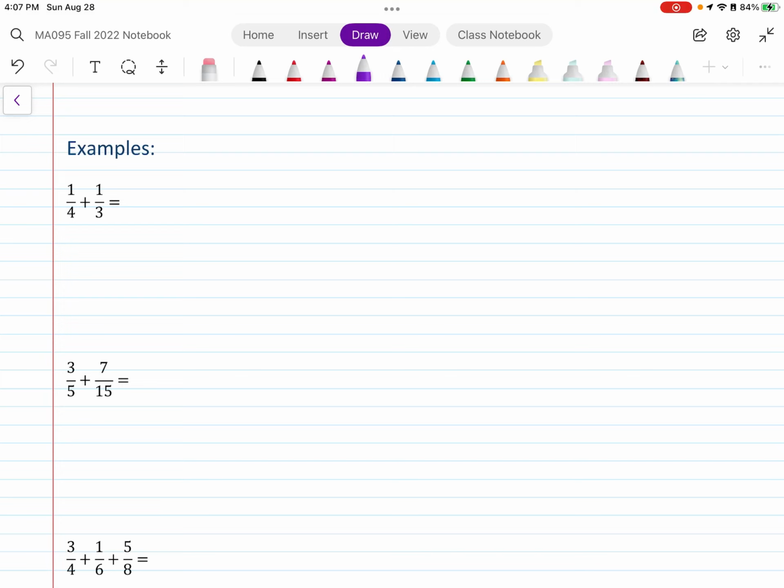All right, so 1/4 plus 1/3. What you're going to do is you're going to say 1/4, but you're going to leave a long bar like that. That's my favorite way to do these, so I recommend you do it this way. And we're going to find, before we do anything else, what is the least common multiple of 4 and 3?